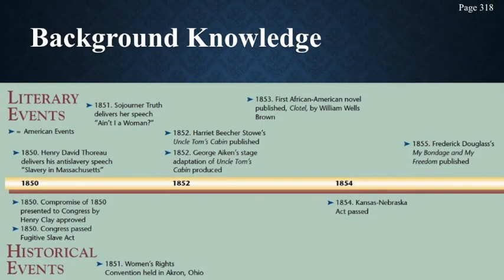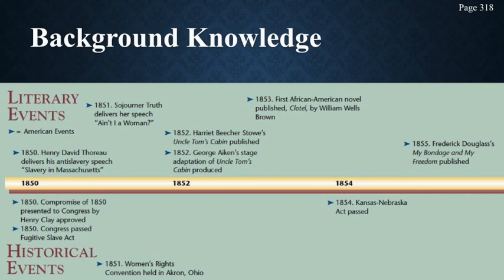We always start out every unit by taking a look at both some literary events and some historical events. The literary events are always at the top of the timeline, historical ones below that. We're not going to be reading everything in the literary events, so you can take a look at the things that are up there. I would probably point out, looking at the ones that are on the screen right now, probably the most important one that we're not going to read is going to be Harriet Beecher Stowe's Uncle Tom's Cabin, which was published in 1852.